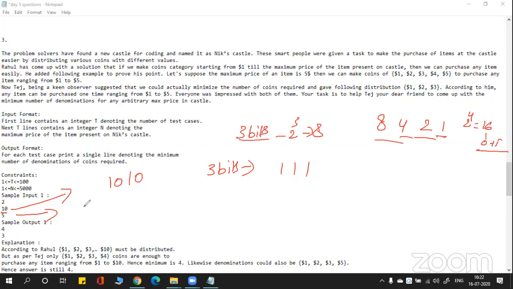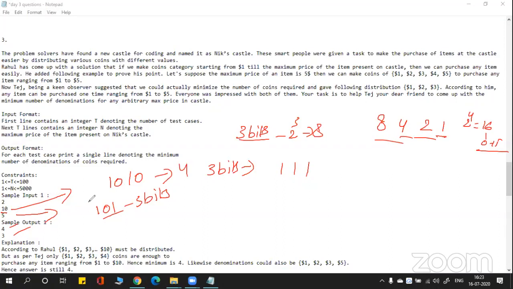Minimum bits required to represent a number. So 4, 0, 1: 3 bits. So this is 4 bits. That is what the output is, 4 and 3. It's actually to represent a number in binary format.